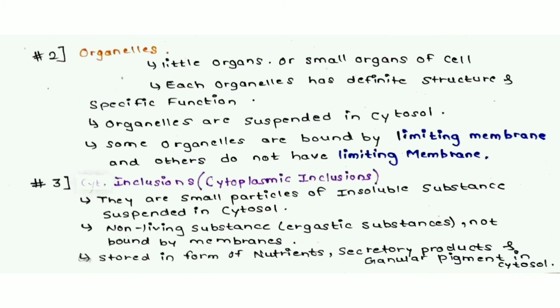The second component of cytoplasm is cell organelles. Organelles meaning little organs. So cell organelles are the small organs of the cell. Each organelle has a definite structure and specific function assigned to them to perform. Organelles are suspended in the cytosol. Some organelles are bounded by a limiting membrane while others do not have such a membrane.